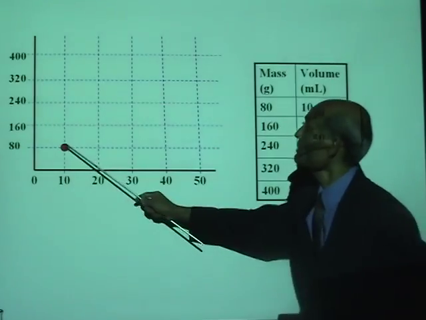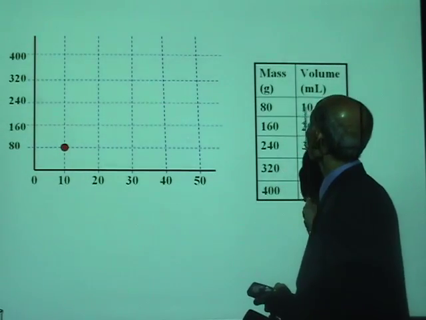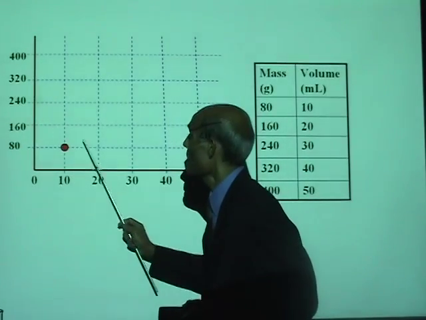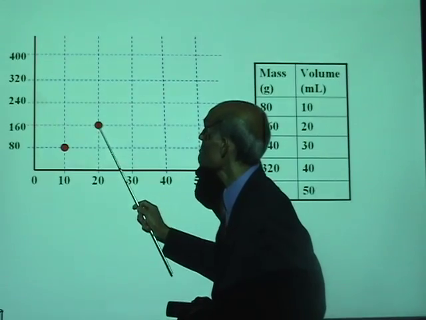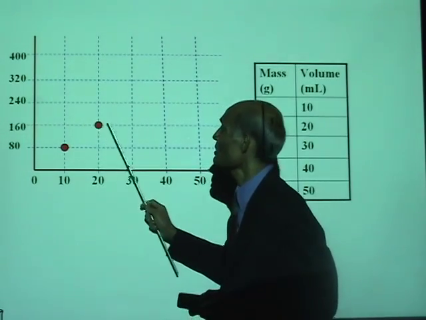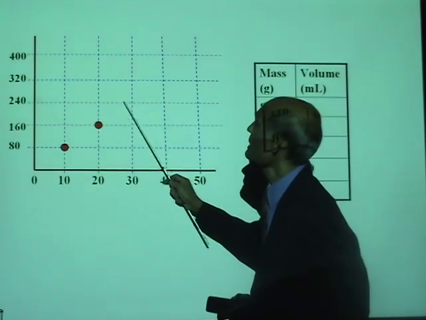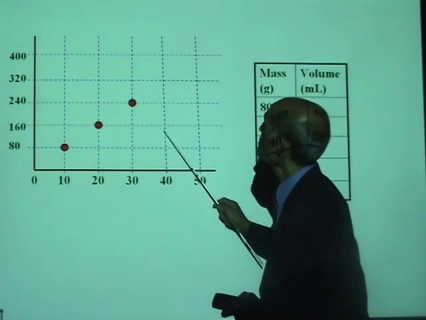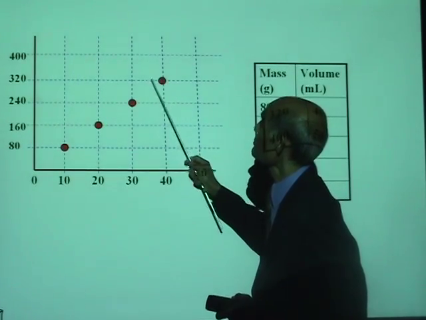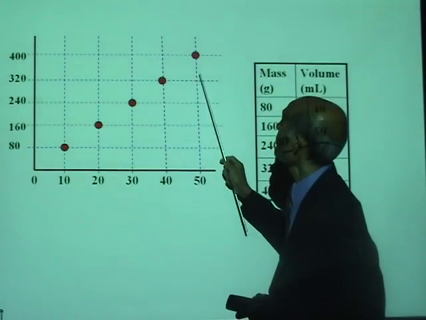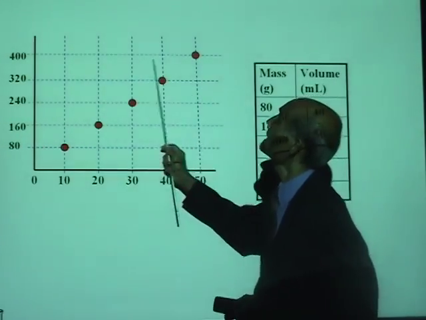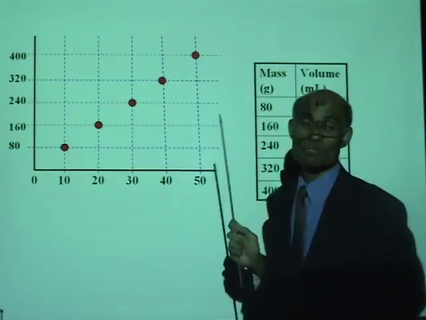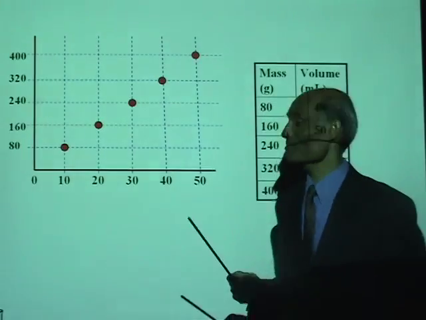The first point was this: when the volume is 10 milliliter, the mass is 80 grams. So that is my first point. My next point is when the volume is 20 milliliter, the mass is 160. When the volume is 30 milliliter, the mass is 240 gram. When the volume is 40 milliliter, the mass is 320 gram. And when the volume is 50 milliliter, the mass is 400 gram. And now look at the graph. Isn't that a beautiful picture of my experiment?